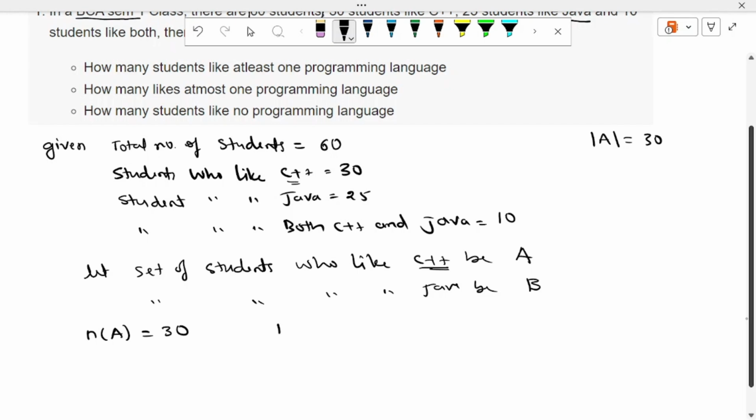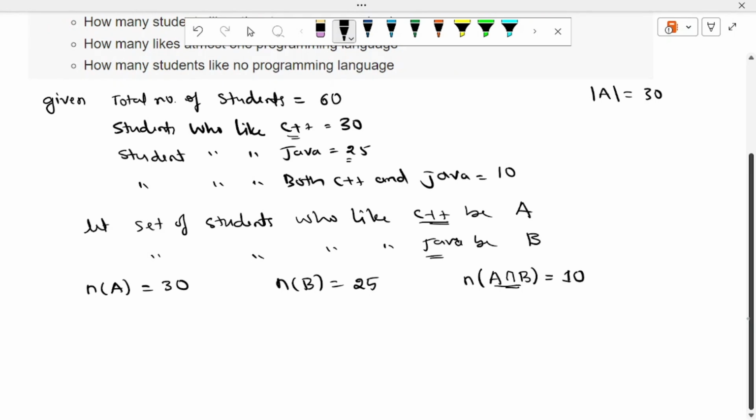And number of elements in set B. Set B means students who like Java are 25. And for the number of students who like both, you need to use the intersection symbol, and it is the number of students who are going to like both the languages.